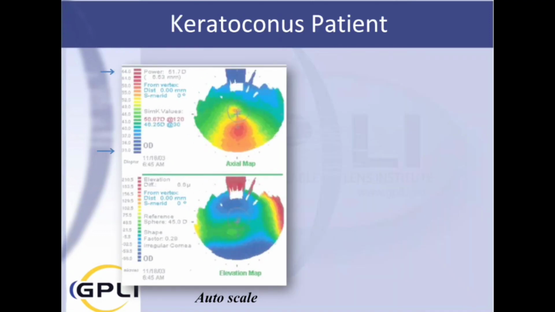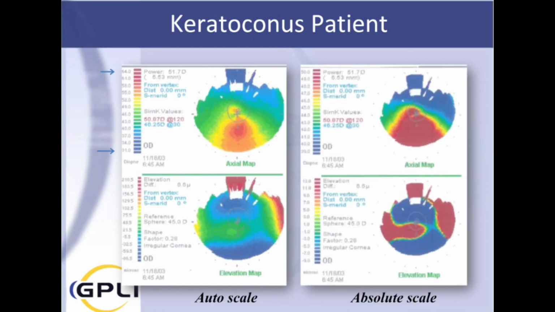In a true keratoconus patient with a similar looking axial map, the auto scale ranges from 31 diopters to 64 diopters. When using the absolute scale, again ranging from 39 to 50 diopters, the axial map looks much more dramatic for keratoconus.